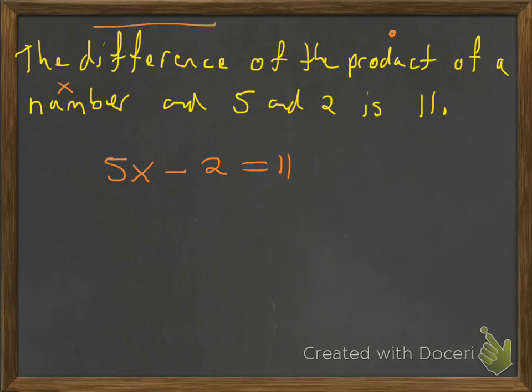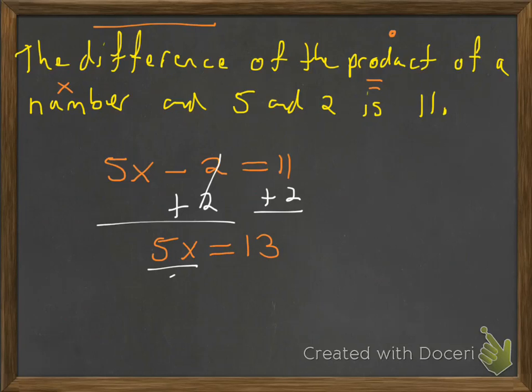Subtraction is the weaker operation, so we will add 2 to both sides. Okay, 5x equals 11. I'm sorry, equals 13. And then divide both sides by 5. And x will be equal to 13 fifths.